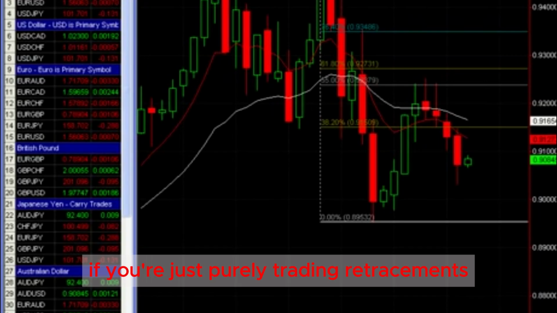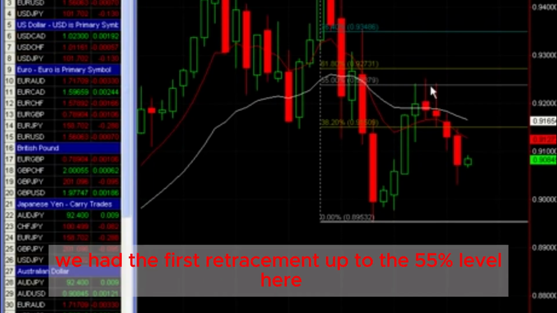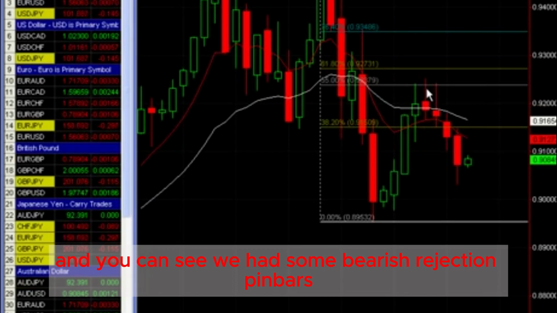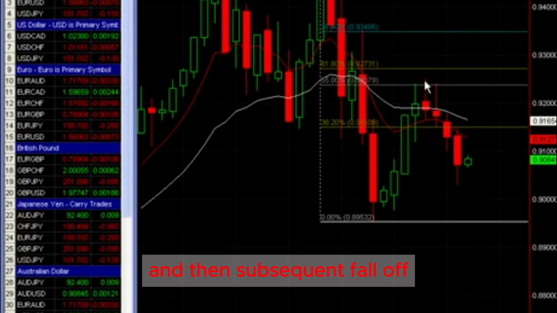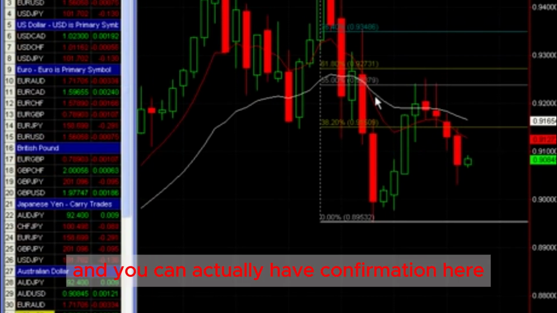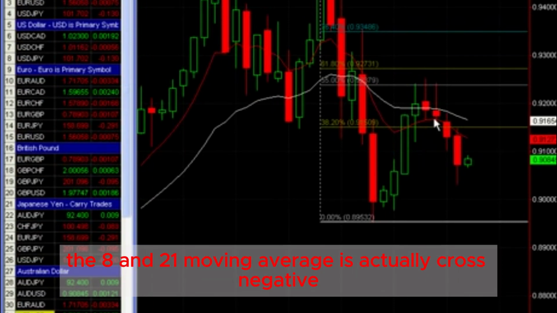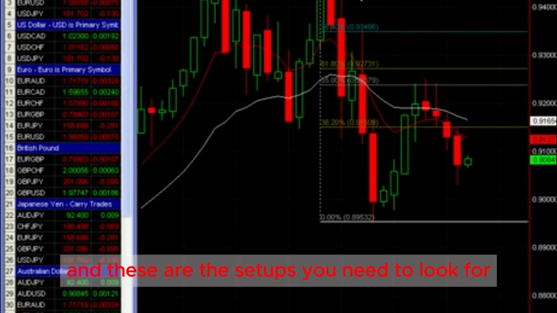If you're purely trading retracements, you wait for that move and then you sell the retracement, which is what I did. We had the first retracement up to the 55% level here, and you can see we had some bearish rejection pin bars and then a subsequent fall off. And you can actually have confirmation here. The 8 and 21 moving averages have crossed negative. So there's a confluence of factors there, and these are the setups you need to look for.